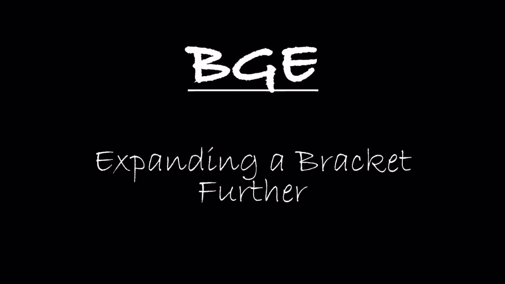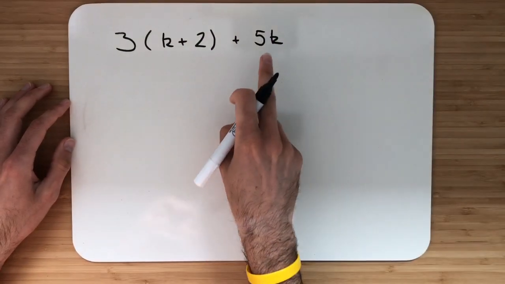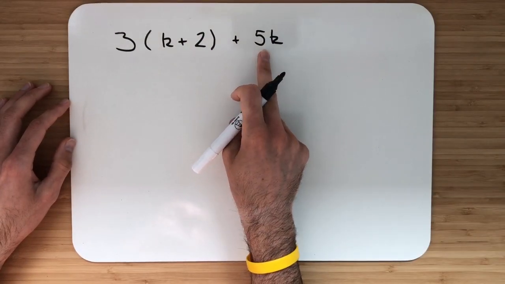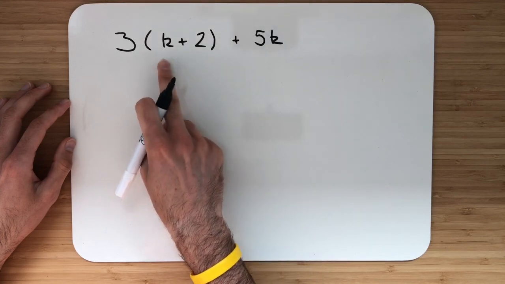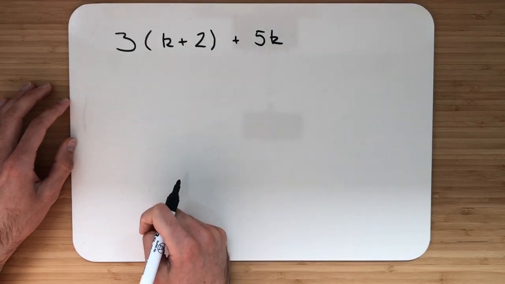This lesson will focus on expanding a bracket further from the broad general education. Example 1. Expand and simplify 3 bracket k add 2, add 5k. In our first example here, you'll notice that we have a term outside of the bracket. When we're expanding brackets, it's only everything inside of a bracket which is multiplied by what's outside of it. So let's begin.